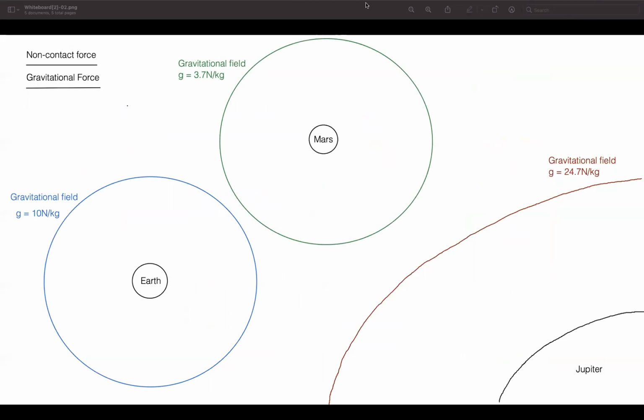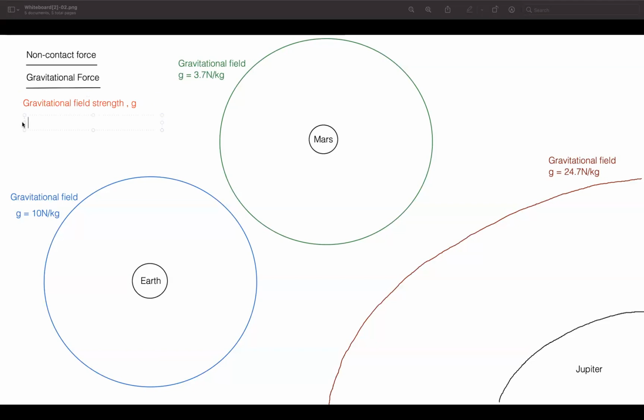Okay, now look at this one. Non-contact force, gravitational force. Here I have 3 planets, Earth, Mars, Jupiter, each having their own gravitational field. Now there's one physical quantity, gravitational field strength. It is the g, right? The g in the calculation.